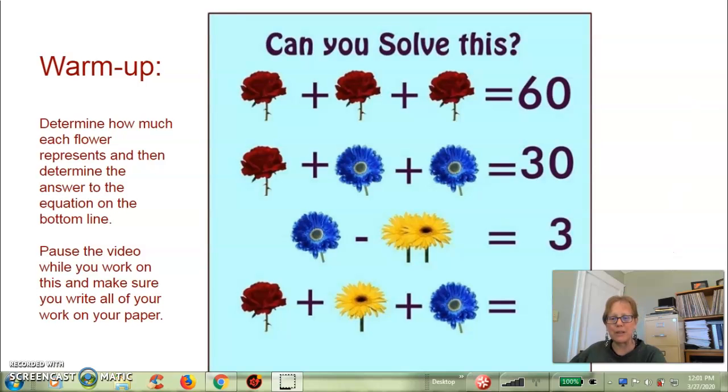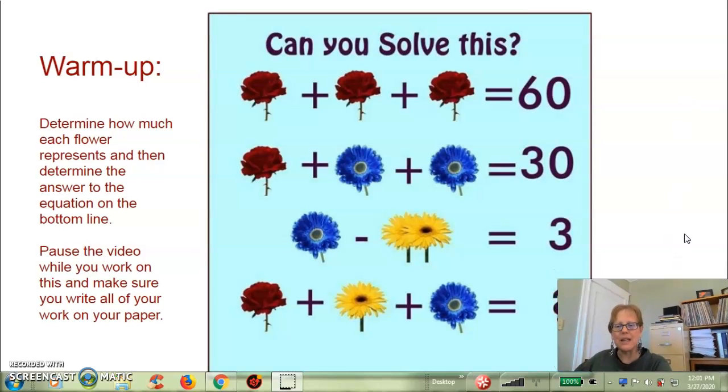Some of you have probably seen some things like this. This is a little bit of algebraic thinking, and your goal here is to take a look at this and figure out 4 things. Figure out how much the red flower is worth, how much the blue flower is worth, the yellow flower, and then fourth, figure out the sum of all of the flowers. I'm going to pause the video. I want you to write this on your paper, title it warm up, and show any work that you did to solve it, and that will let me know that you actually paid attention.